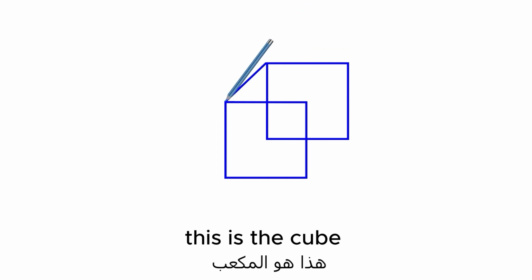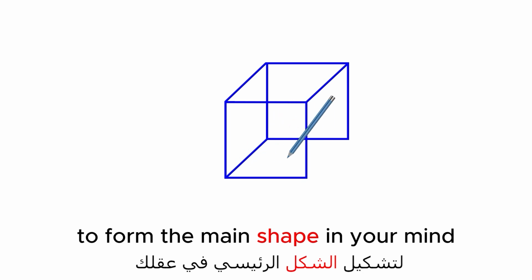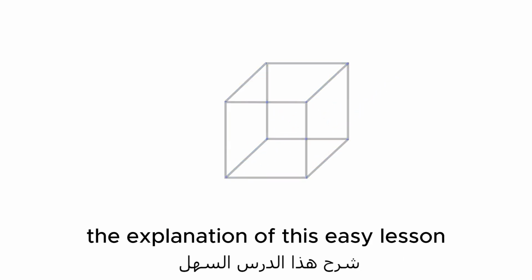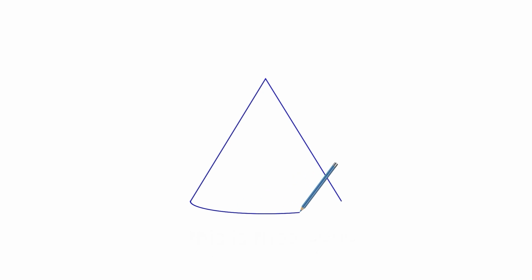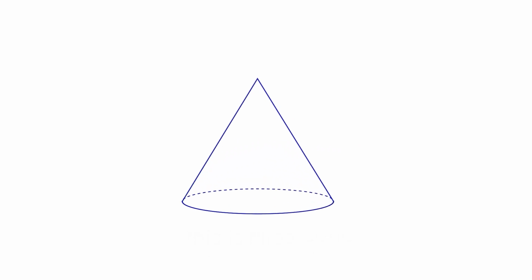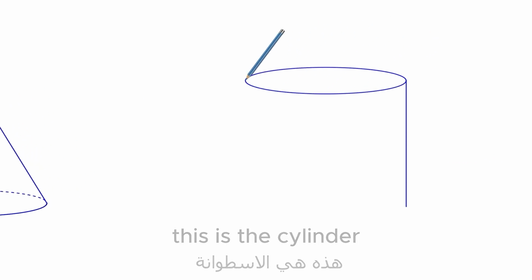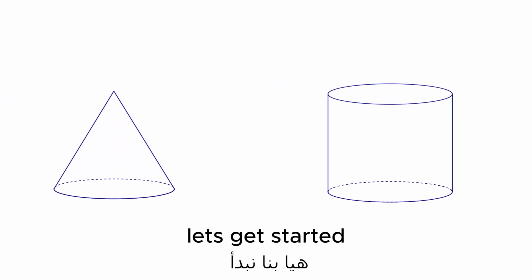This is the cube. First I will draw it for you in a simple way, to form the main shape in your mind. And this will help you a lot to understand the explanation of this easy lesson, full of great details. This is the cone. This is the cylinder. Let's get started.